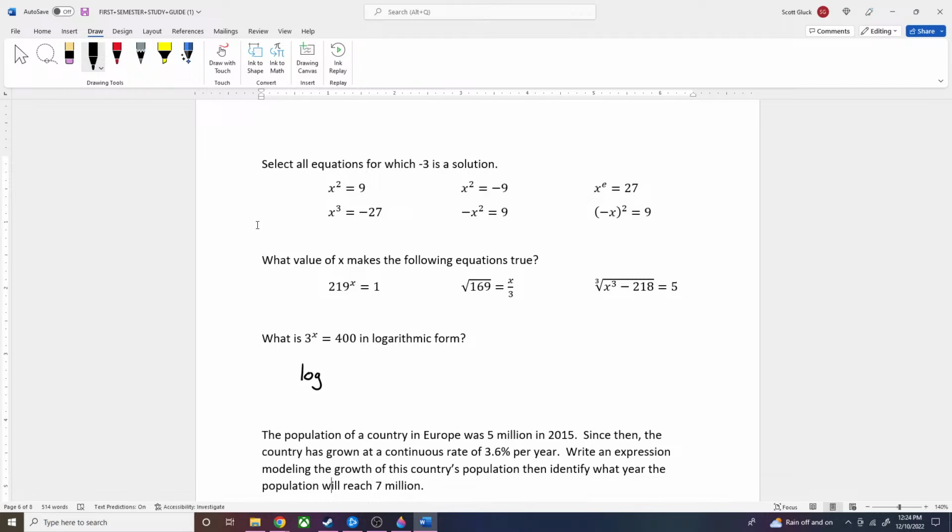Then we identify our base. Now our base is the same thing as the base of our exponent here. So the log base 3. That's taken care of. Now, this 400 right here is going to come over to the left-hand side. The reason being, the entire purpose of a logarithm is to solve for this x. So we need to have it by itself. So the log base 3 of 400 equals x. And that's it. You're done. You've written it in logarithmic form. That is literally how simple that problem is.